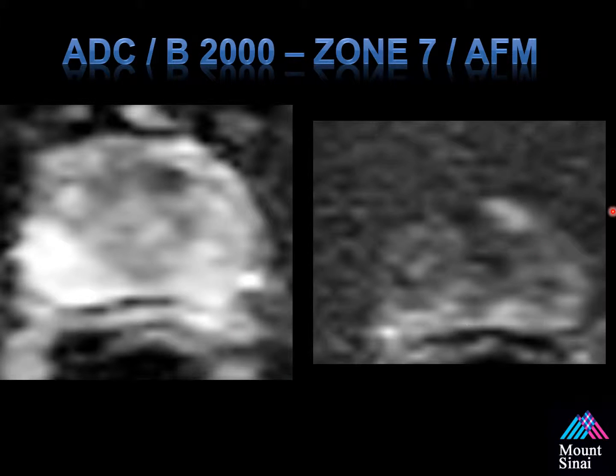This is an ADC map and a B2000. Again, I said zone 7, or the anterior fibromuscular stroma. Can you see the area that's suspicious? Again, it's right here and right here. Remember, ADC map, low signal; diffusion weighted imaging, high signal, bright area.